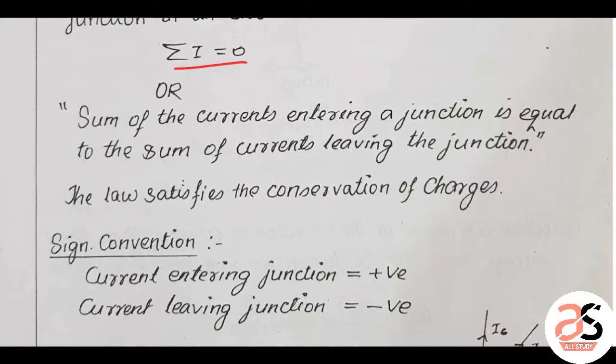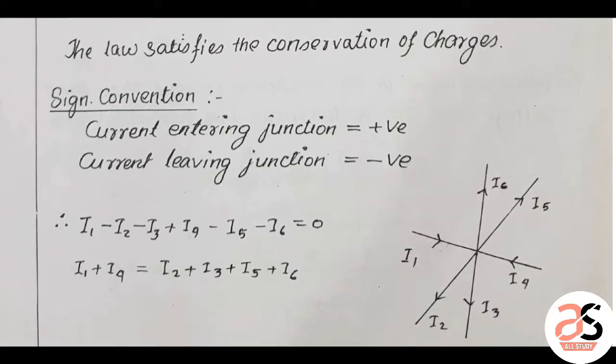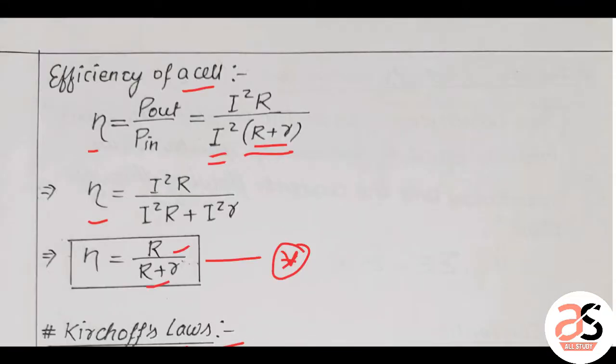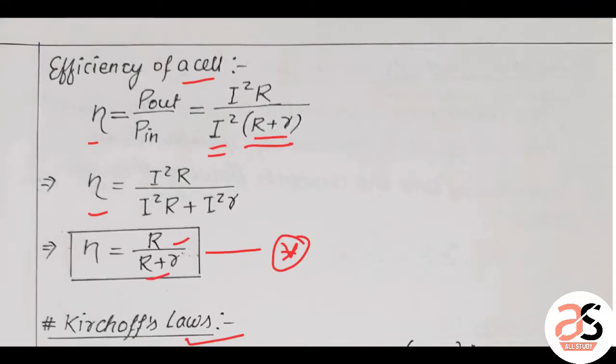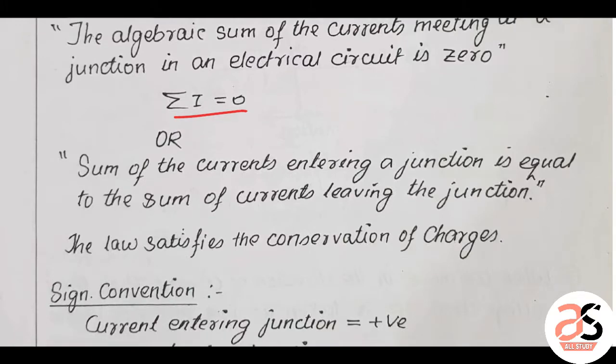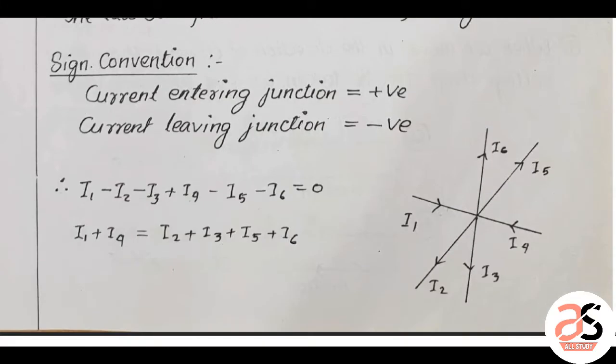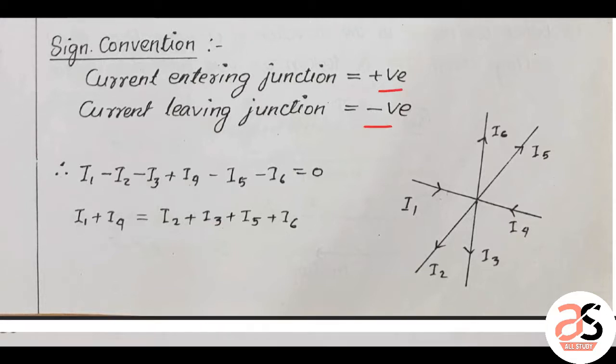Now here two types of currents are there. One is entering the junction and the other is leaving the junction. So here, the sign convention: we have assumed current entering positive and current leaving negative.